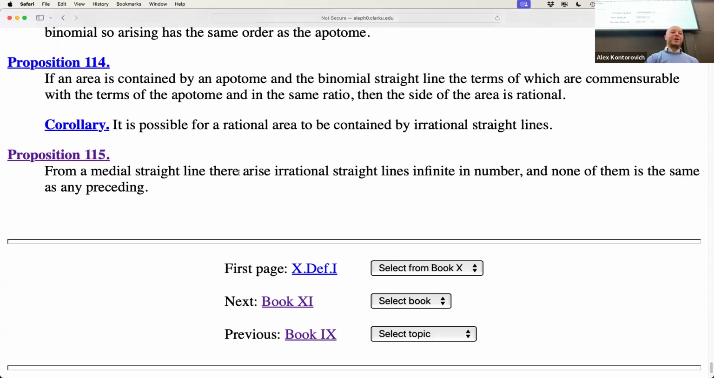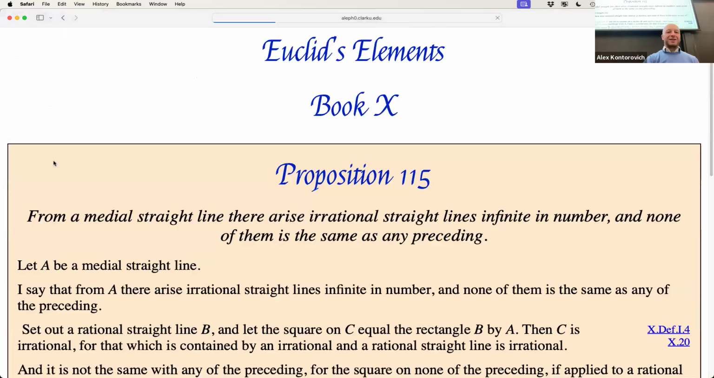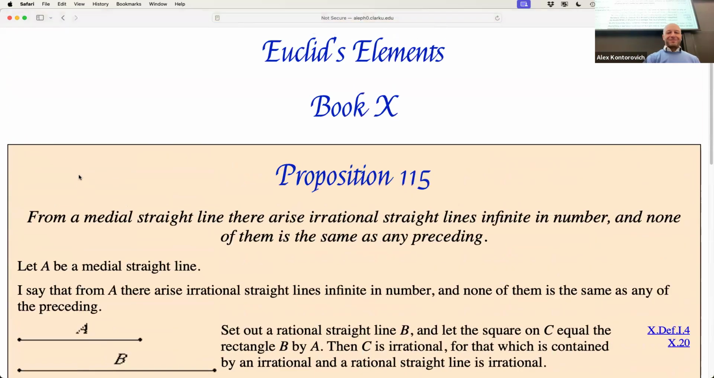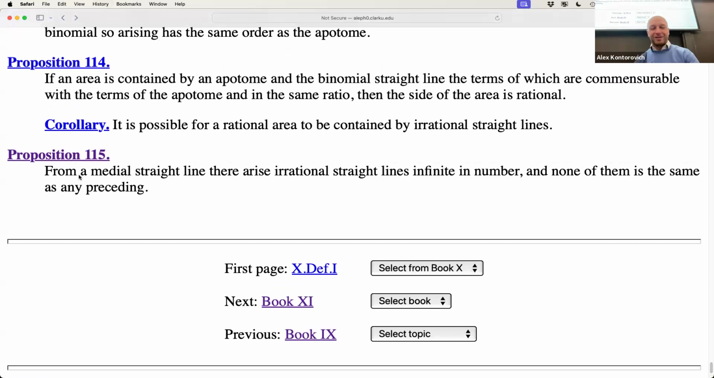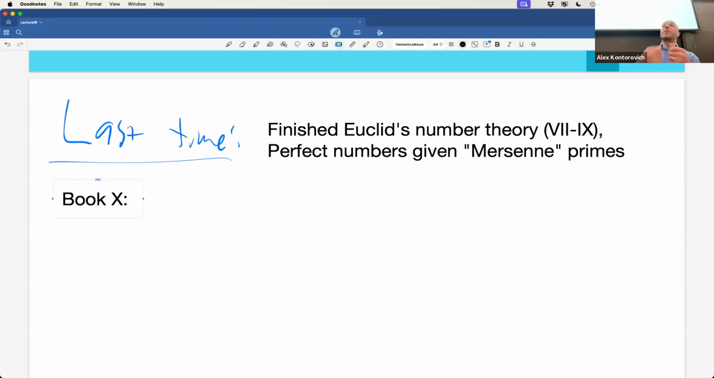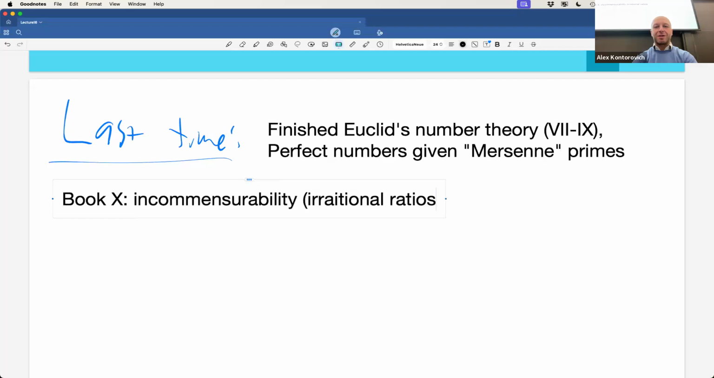The big boss is from the medial straight line. There arise irrational straight lines, infinite in number. None of them is the same as any preceding. He's like constructing many irrationalities. We're going to move past book 10. But what is in book 10? Incommensurability. Okay, so he's studying incommensurability. Irrational, what we would today think of as irrationality, irrational ratios, etc.